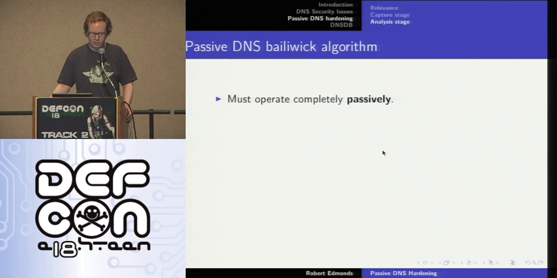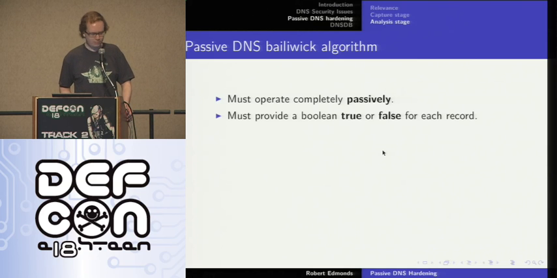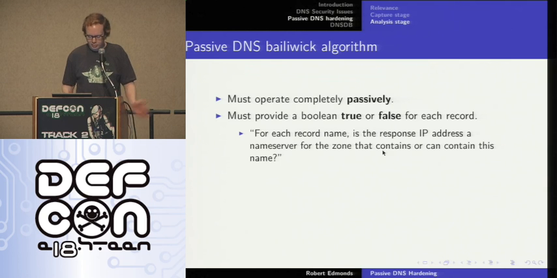It has to passively process each message and tell us for each record name in the response whether the IP address that sent us this response is really allowed to assert knowledge for that name. And this algorithm must provide a true or false value. It can't be a heuristic. We can tolerate a small number of false negatives if we have incomplete knowledge, but we cannot tolerate any false positives. The passive DNS bailiwick algorithm analyzes a DNS response and answers the question, for each record name, is the response IP address a name server for the zone that contains or can contain this name?